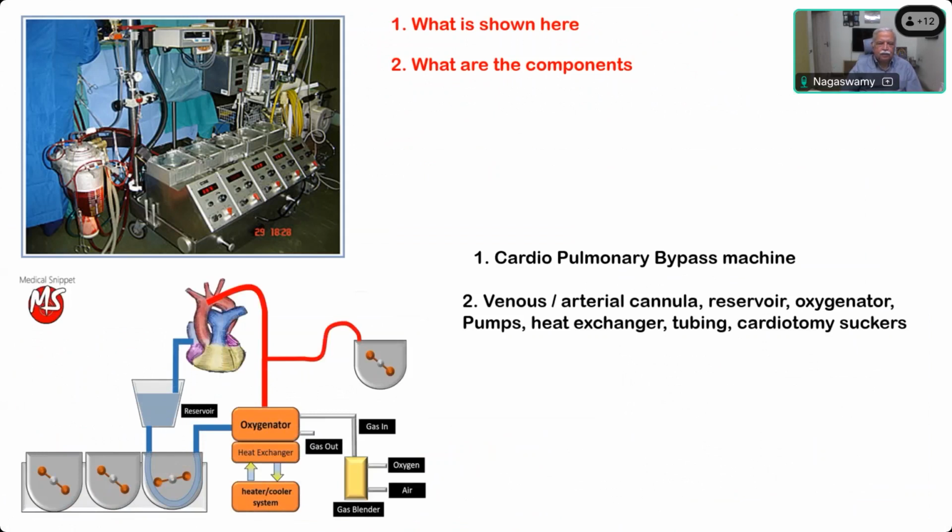And see, this is the picture to remember that the venous drainage is from the right heart, right atrium, IVC or SVC, to the reservoir. Then the roller pump pumps to the oxygenator, heat exchanger and gases; anything if you want to add, you can add it there. Then the gas blender, everything is given here. Once it is oxygenated, it is pumped back into the aorta beyond the cross clamp. What are the types of pumps used for pushing the blood?